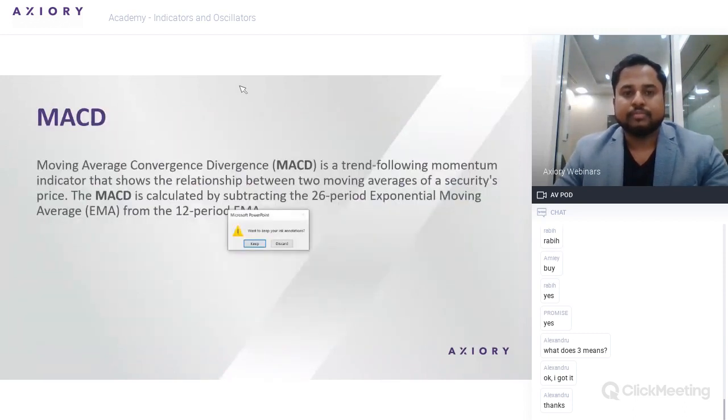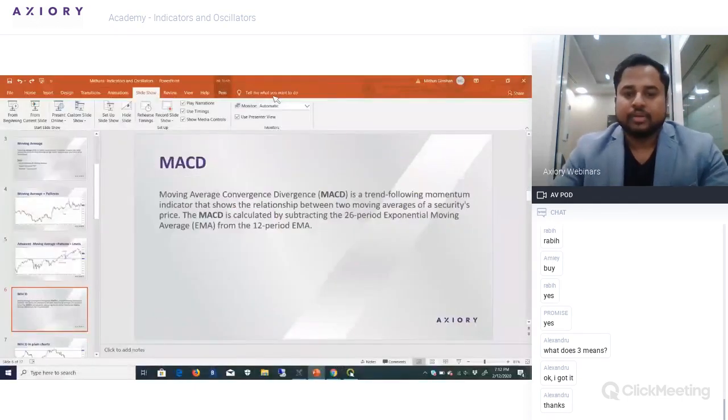Now we will see some live examples. Then we go to another indicator. Okay.